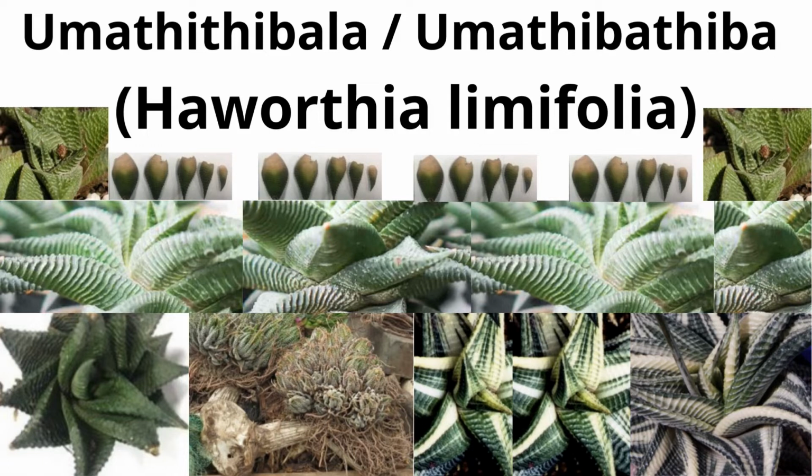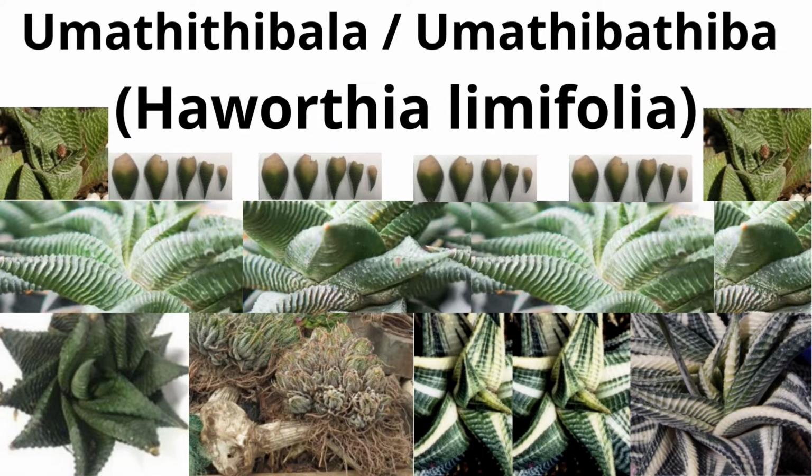Everybody, it's me, Faith. In this video, I will be discussing Umathithibala, also known as Umathibathiba, which is scientifically known as Haworthia limifolia. So when buying or using this plant, you must be very careful because the name Umathithibala is also a common name for another plant called Aristaloe aristata, or formerly known as Aloe aristata.